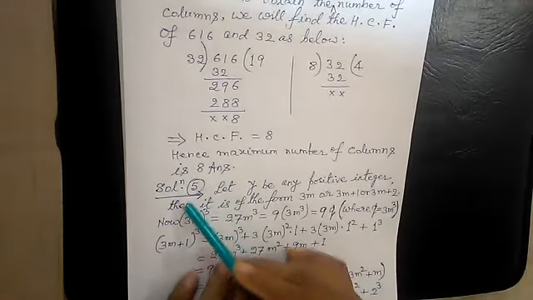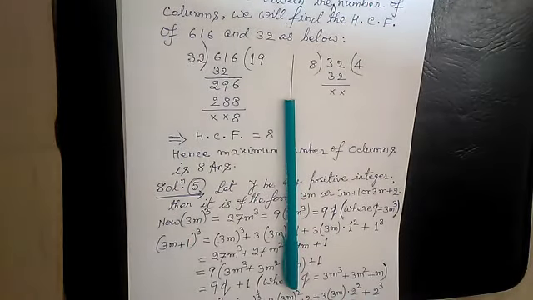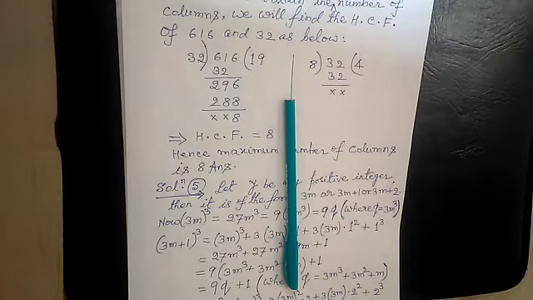Next, coming to question number 5. I am again reading the question, you see the NCERT book. Question 5 is also very much important. Use Euclid's division lemma to show that the cube of any positive integer is of the form 9q, 9q plus 1, or 9q plus 8.